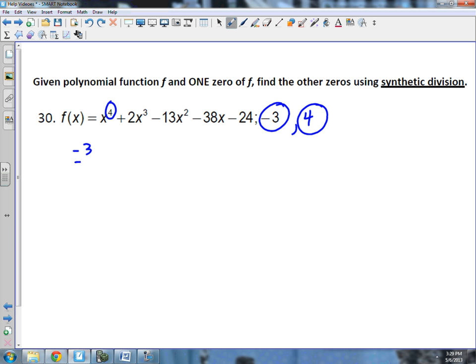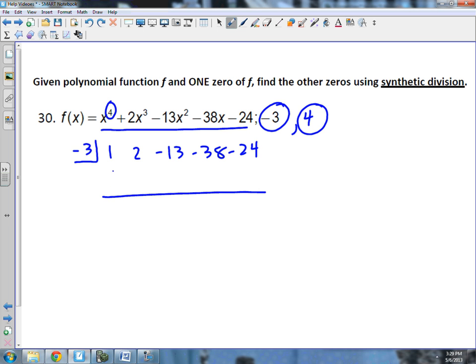So synthetic division is just a process. This polynomial is not missing any terms. It goes x to the 4th, x to the 3rd, x to the 2nd, x, and then my constant. So I'm going to go 1, 2, -13, -38, -24. And I'm going to do synthetic.